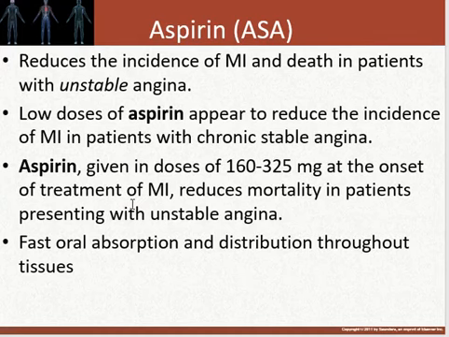Aspirin, acetylsalicylic acid, under the acronym ASA. Great drug used for a long time. It reduces the incidence of myocardial infarct and death in patients with unstable angina. And it seems that the low-dose aspirin appears to be the most therapeutically relevant. You can give aspirin in different doses. The low-dose aspirin is typically 81 milligrams. The second and third doses include 160 and 325 milligrams.